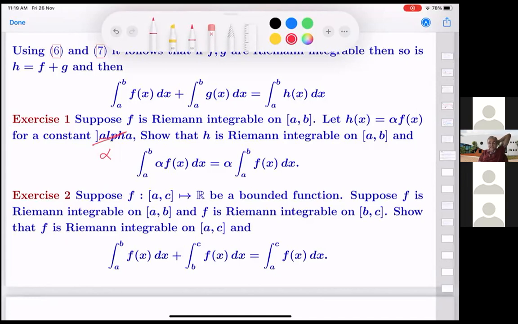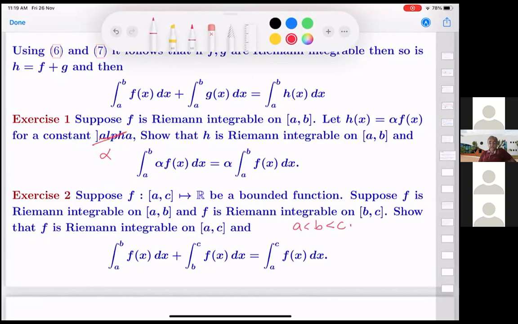So straightforward to write this, but the second one is a little more interesting, not difficult to write, but a little more interesting. So suppose f is a bounded function from a to c, and suppose you get a point B which is in between A and C. And then suppose you are told that f is Riemann integrable on A to B and f is Riemann integrable on B to C.